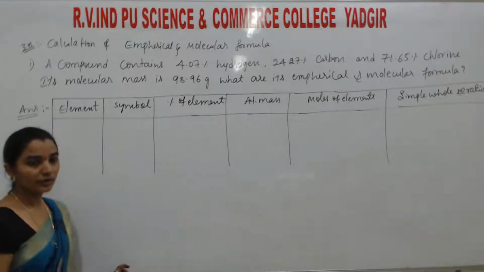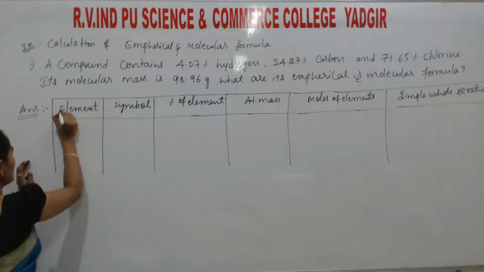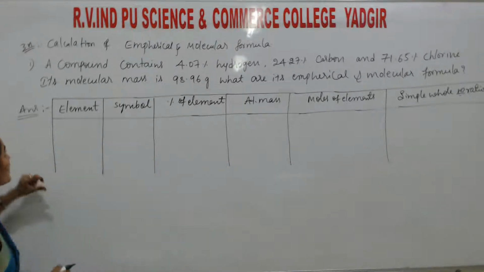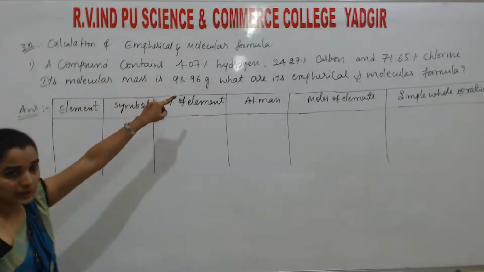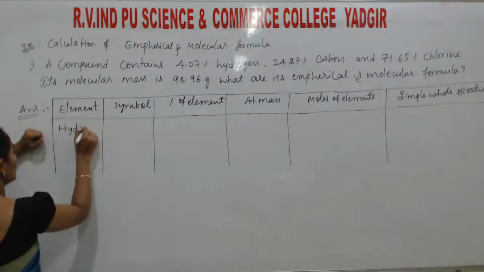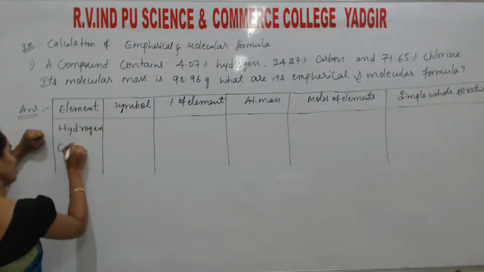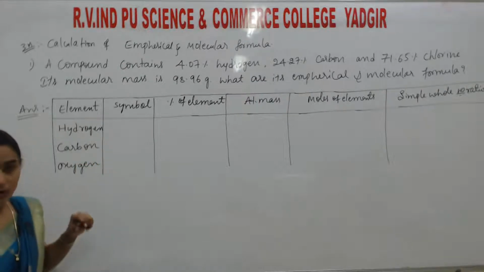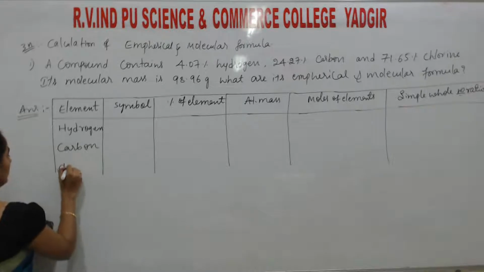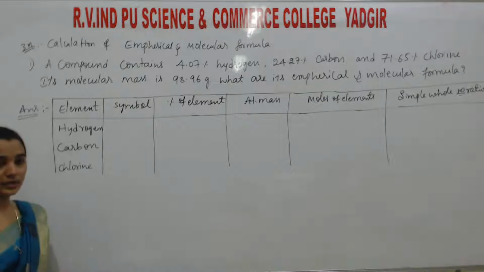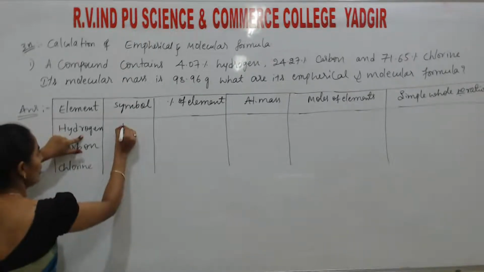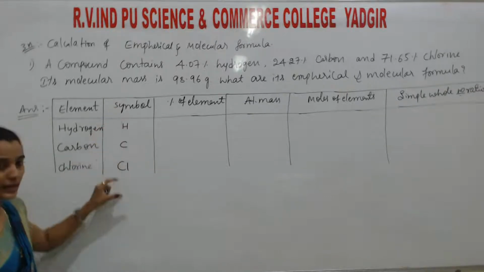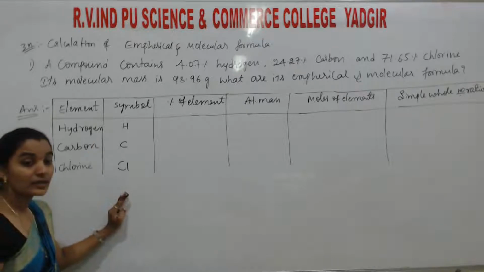Okay, students, this is the way to write the table to calculate the problem. This is the simple whole number ratio, and that one gives the empirical formula. Listen. The compound contains hydrogen, carbon, and chlorine. These are the elements. The symbol of hydrogen is H, symbol of carbon is C, symbol of chlorine is Cl. That is the second step. First one, writing the name of the element. Second one, symbol of the element.